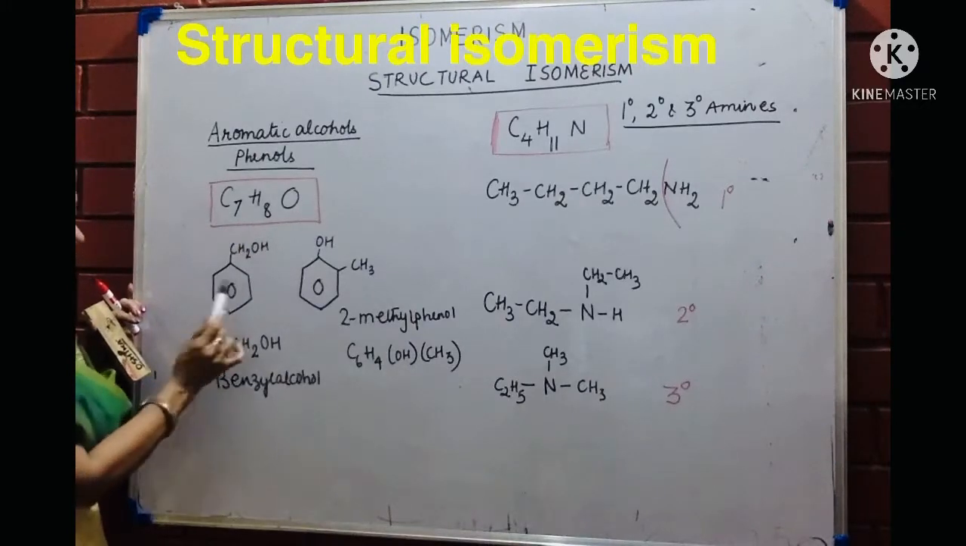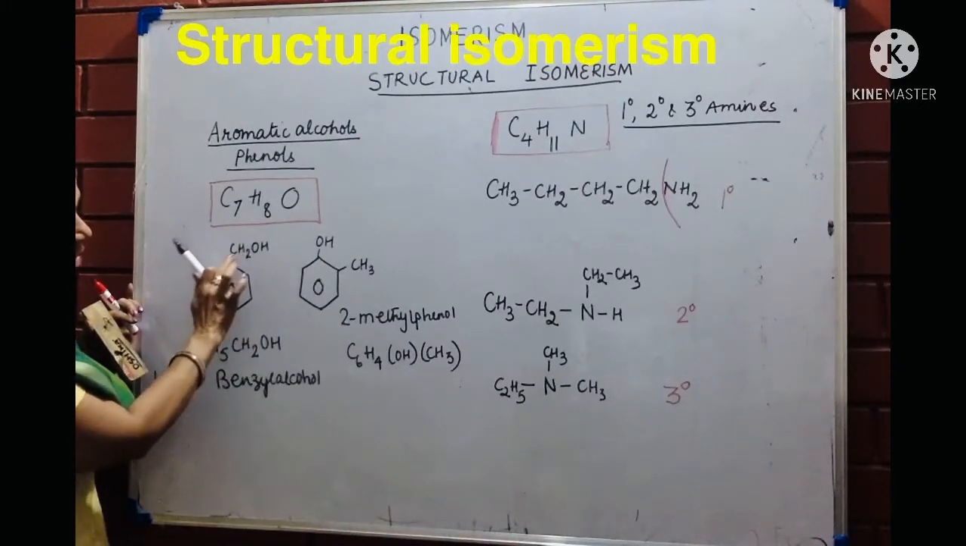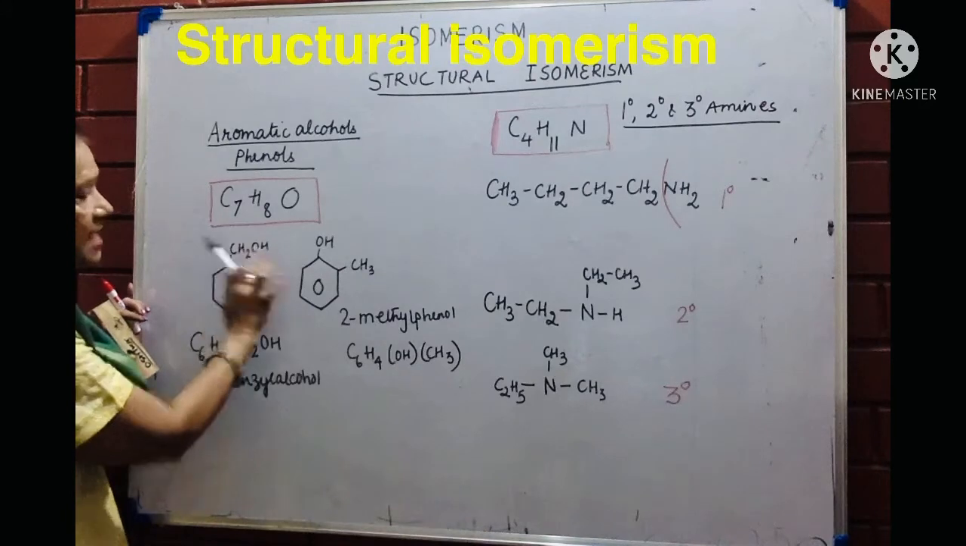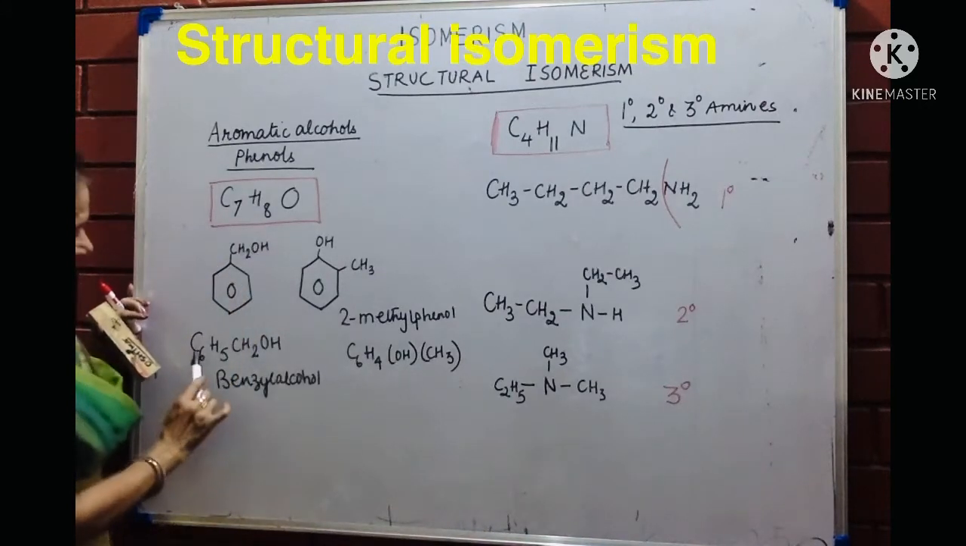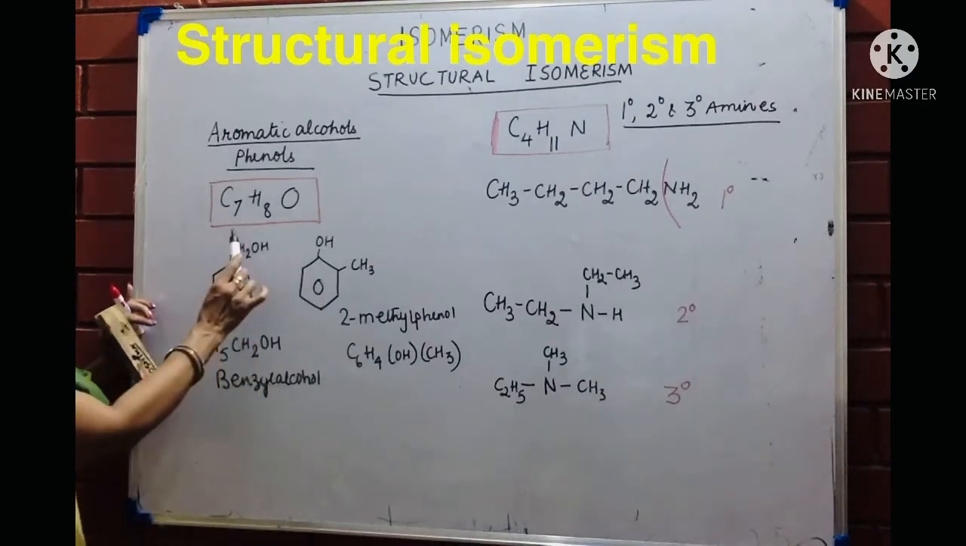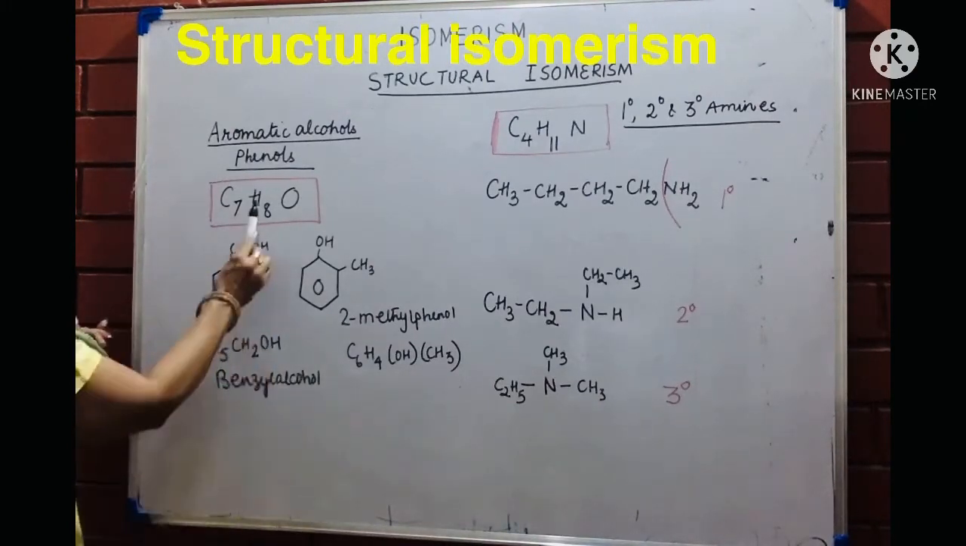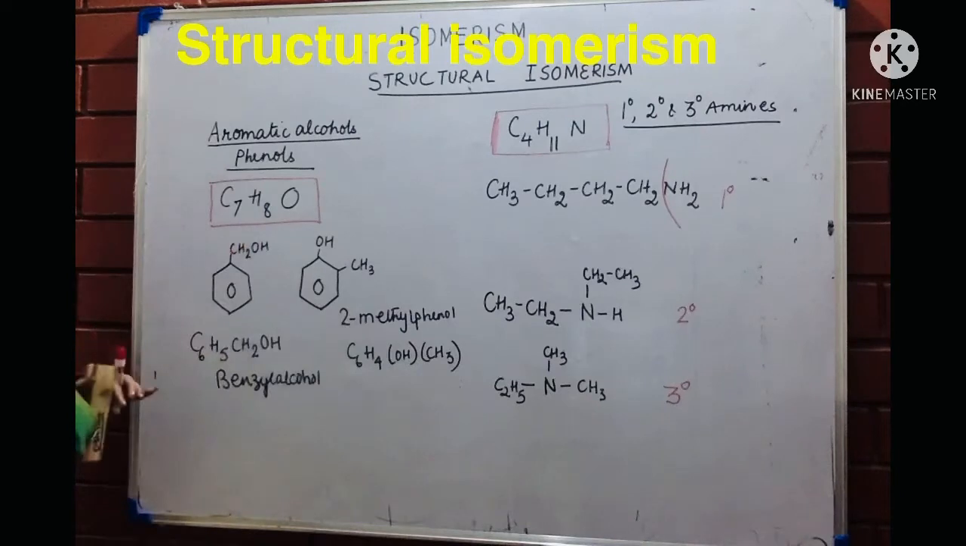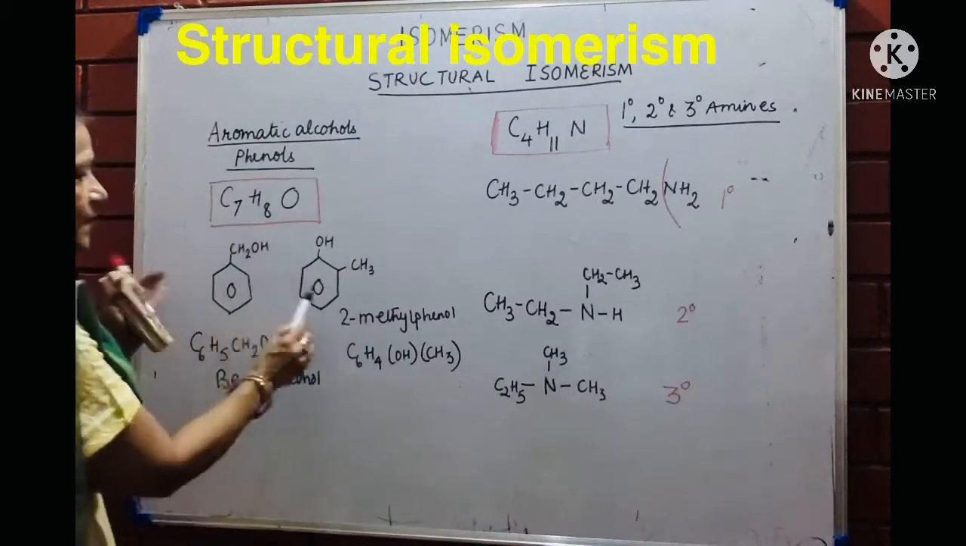See, this formula is C6H5. I've removed one hydrogen and then attached CH2OH. So it is C6H5CH2OH. If you count the number of carbon atoms and hydrogen atoms, they match this molecular formula. Similarly, the second one, the pair of this.